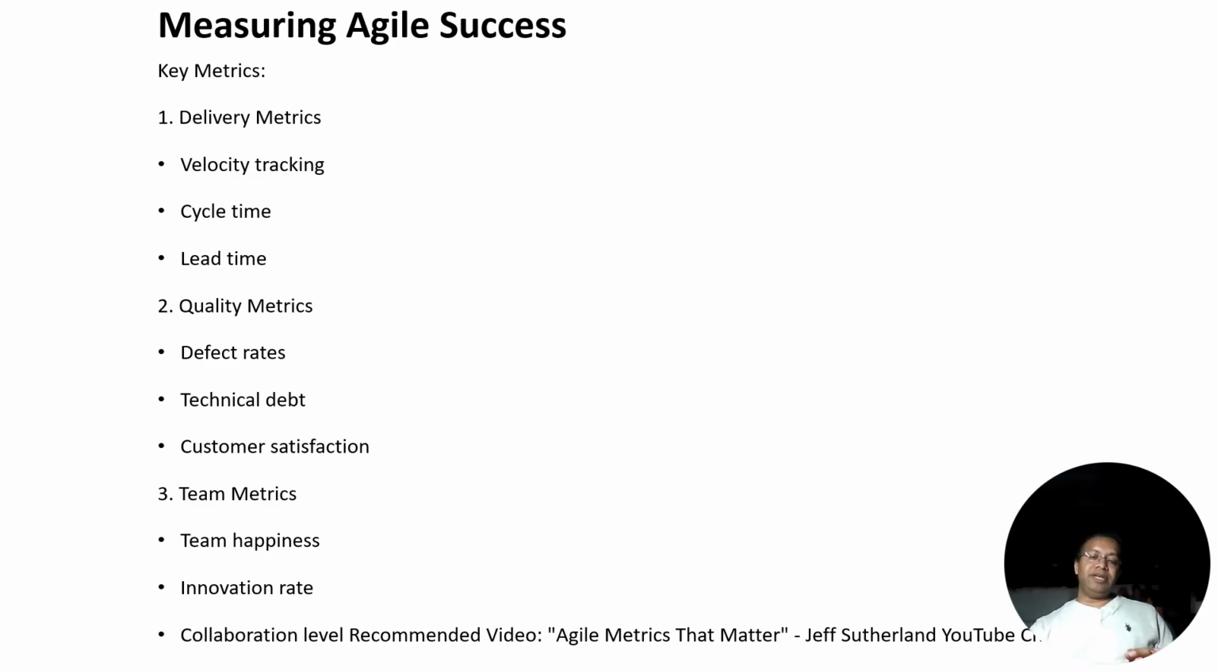So we don't want to simply do things quick and fast, which is important and which is part of delivery metrics, but we also want to make sure we maintain utmost quality. That means the defect rates have to be extremely low, technical debt should not be there, customer satisfaction should be extremely high, and these are important quality metrics that organizations can track and trace to say if they have been successful in terms of implementing agile practices.